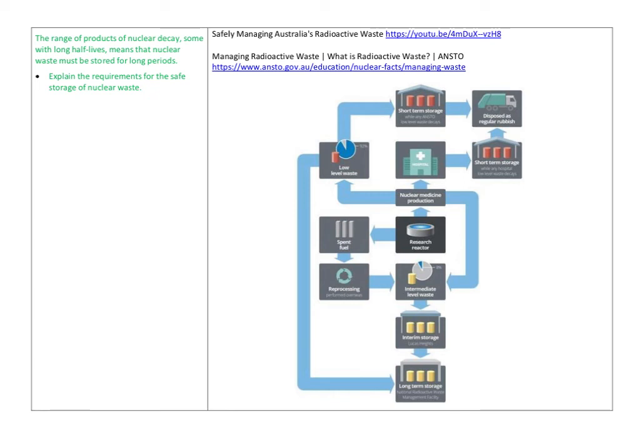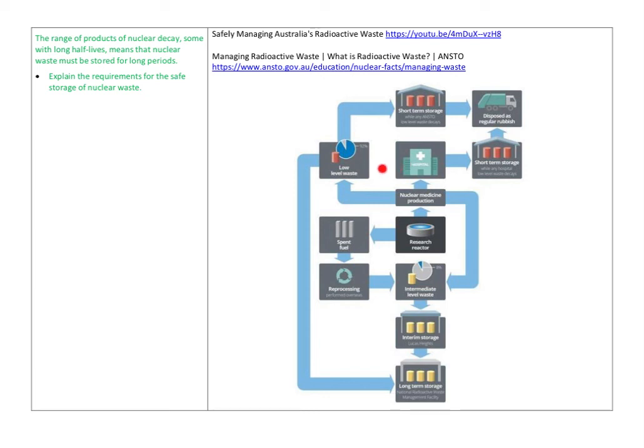And finally, I think that video is produced by ANSTO. And ANSTO also have a really good website talking about managing nuclear waste in Australia. This is obviously an issue that has a local significance for us on EP. And I've just pulled out this flowchart. This sort of shows, the most common place that we get radioactive waste from in Australia is in our hospitals for medical use. Often that just goes into short-term storage until it decays to a safe level and it just goes out with the regular rubbish.